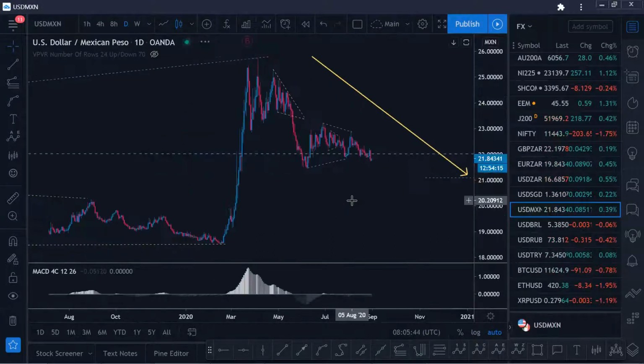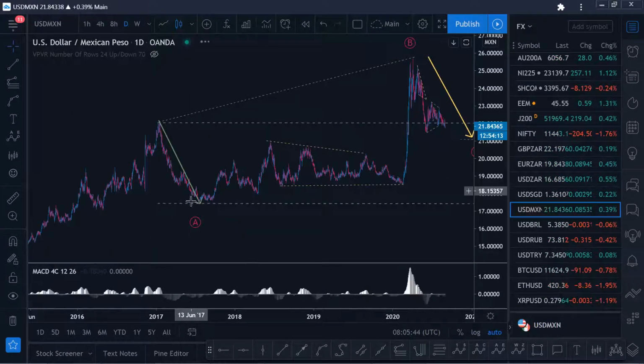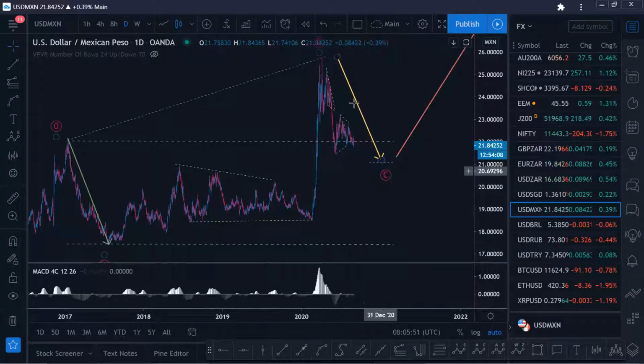US dollar Mexican, same situation. We zoom out, you'll see A wave down, long choppy move up. B wave, we are trading the C wave down. We've already crossed the minimums. We're actually approaching the full target on the dollar Mexican peso.